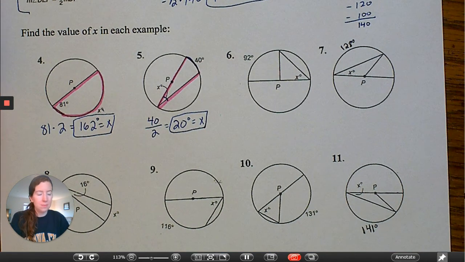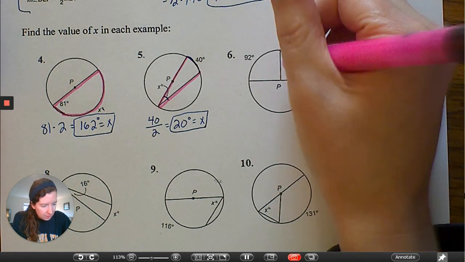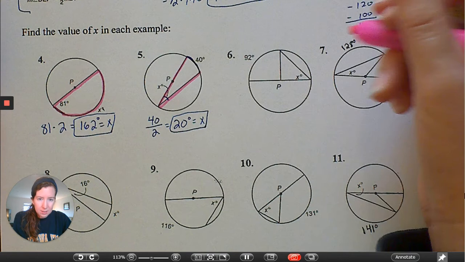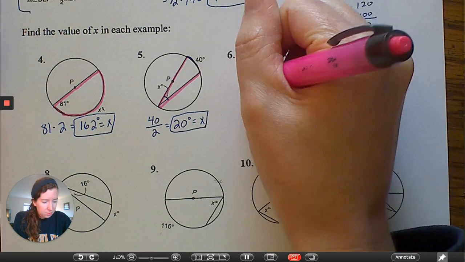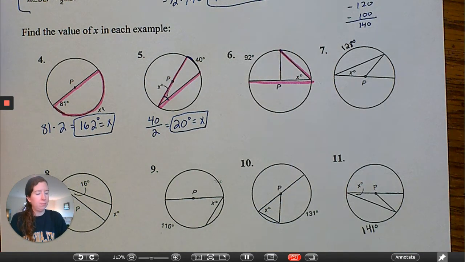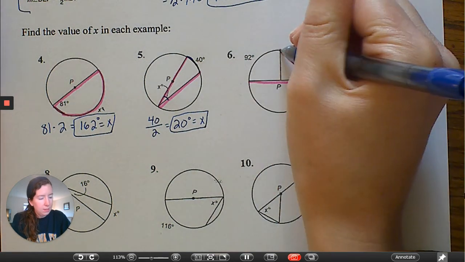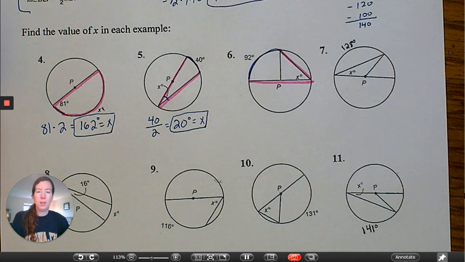All right, next one. Here's my angle. Now, we've got a radius here. Doesn't really matter. It's not important. Just an extra segment thrown in there. So there's my angle. And here's my arc. Remember, the angle is half the arc.